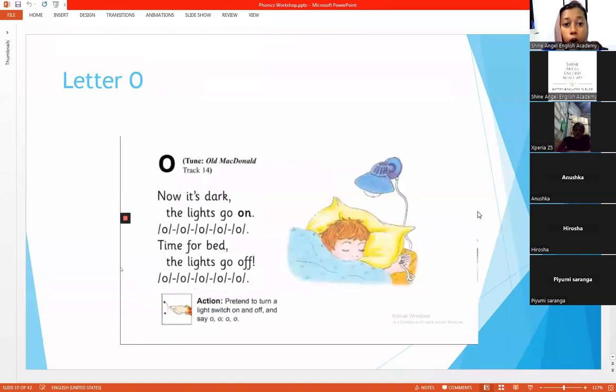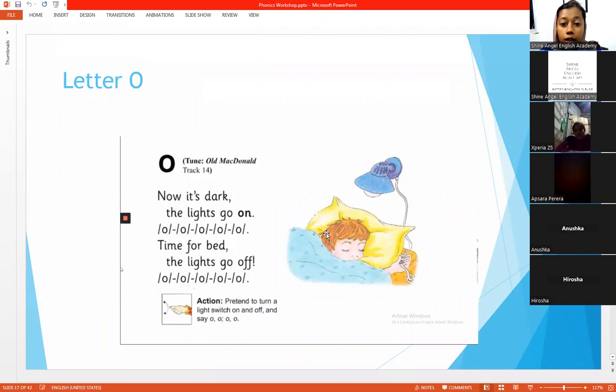The next one is letter O. Now remember, when you're pronouncing letter O, it should be the short sound. It's best if you can just keep your fingers right and press it. O, O, O, O. That is the correct pronunciation. Okay?